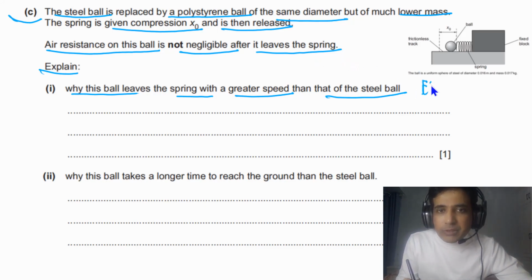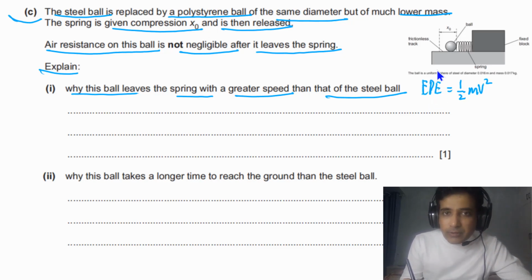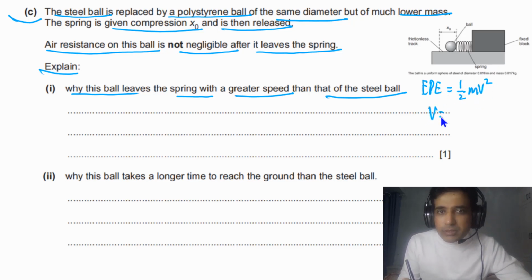So EPE is the same for these two balls, and EPE in this case will be equal to 1/2 mv squared. The change in EPE is equal to the change in KE. Simply we can say the loss in EPE is equal to the gain in KE. And from here we can find the speed. So v will be equal to the square root of 2 times EPE divided by m.